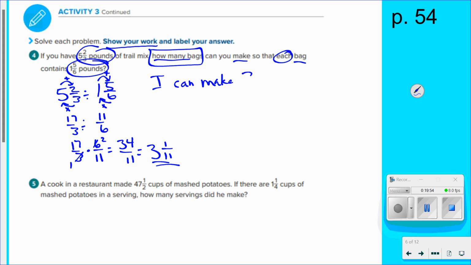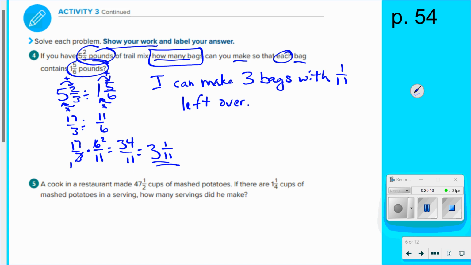I can make 3 bags with 1/11 left over. Okay? So really, you can only make 3 bags. You have 1/11 left over.